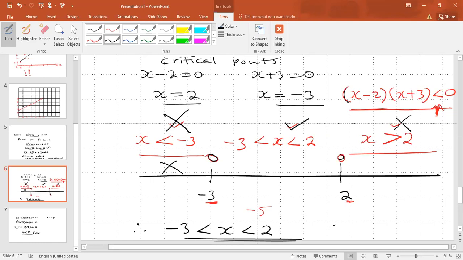In set interval notation, we'll say x is a member of from -3 not included to +2 not included. And that's how you solve inequalities. Any questions?